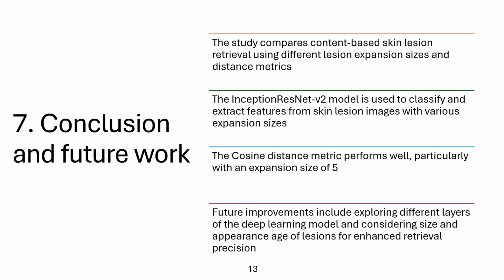To conclude, the main objective of this study was to evaluate different approaches for retrieving similar skin lesions by comparing expansion sizes and distance metrics. We gained valuable insights into optimizing the retrieval process. We employed the Inception ResNet V2 model to classify and extract features from skin lesion images with various expansion sizes. Our findings suggest that the cosine distance metric performs particularly well, especially with an expansion size of 5 pixels.